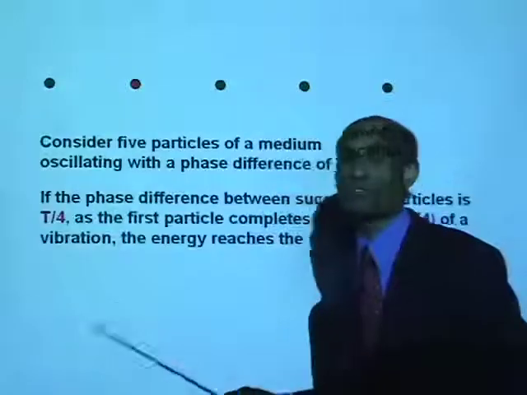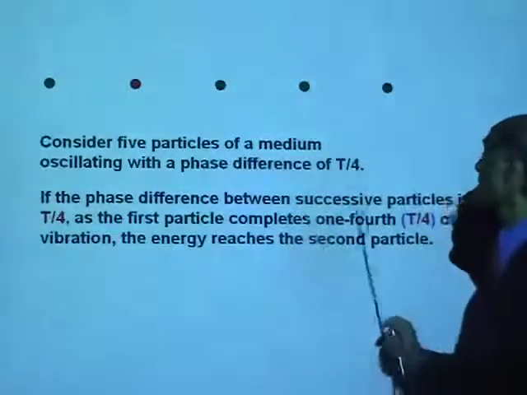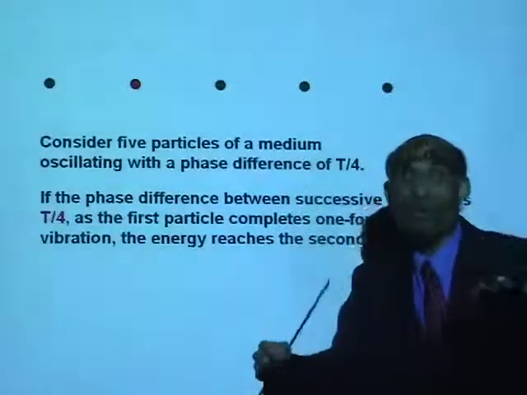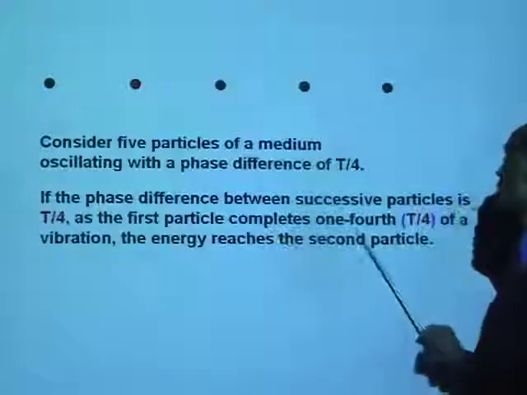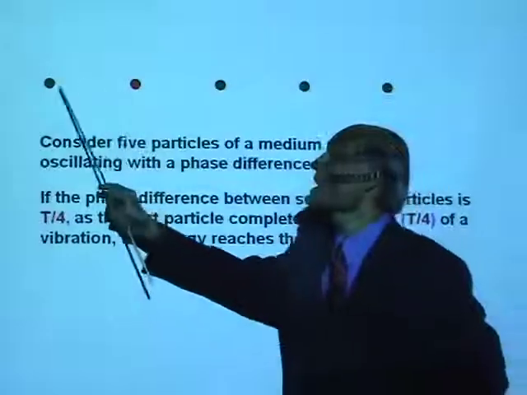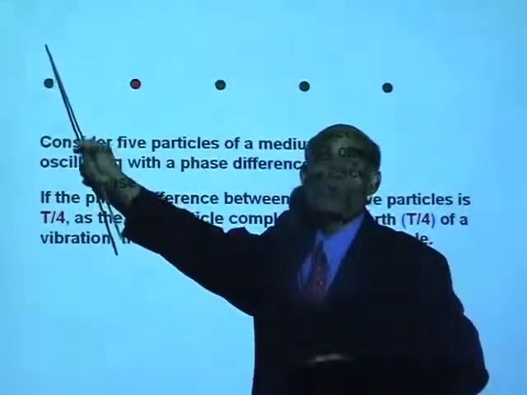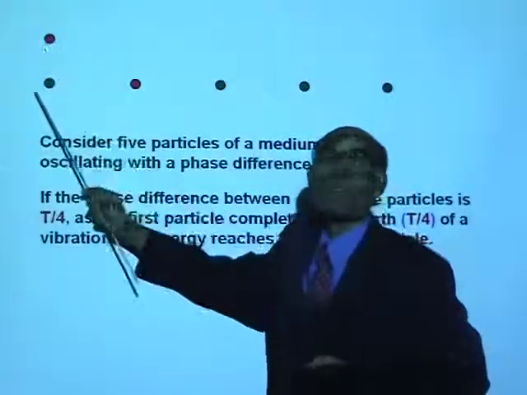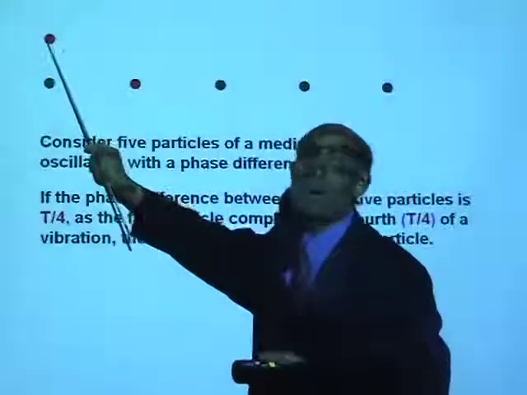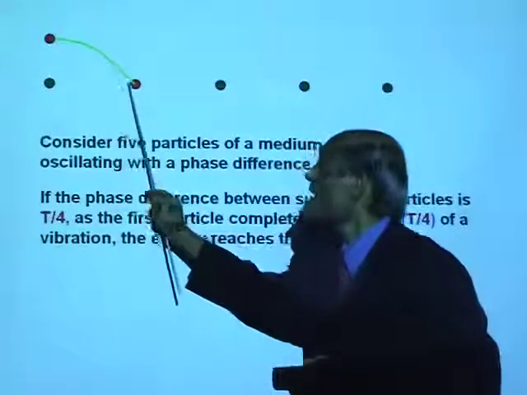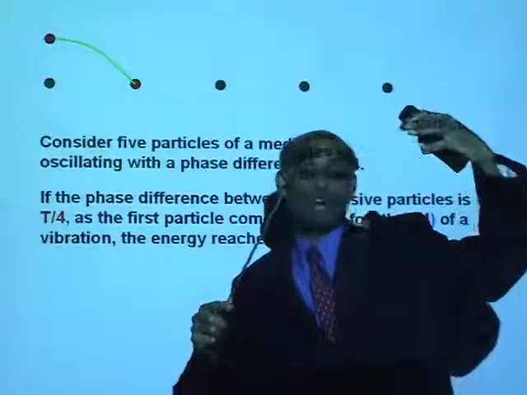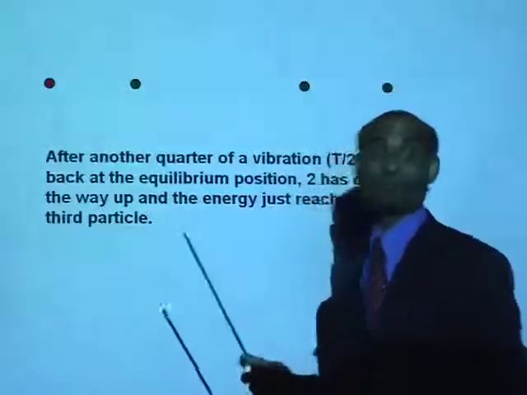Alright, let's set it up like this. If the phase difference between successive particles is T by 4, remember that T by 4 means a quarter of a period. As the first particle completes 1/4 of a vibration, from equilibrium it will go all the way to the upper extreme. There you are. So particle 1 has now completed 1/4 of a vibration. It is now at the upper extreme. The energy will now just reach the second particle. Now look at the profile of these two particles. They are not in the same positions anymore.